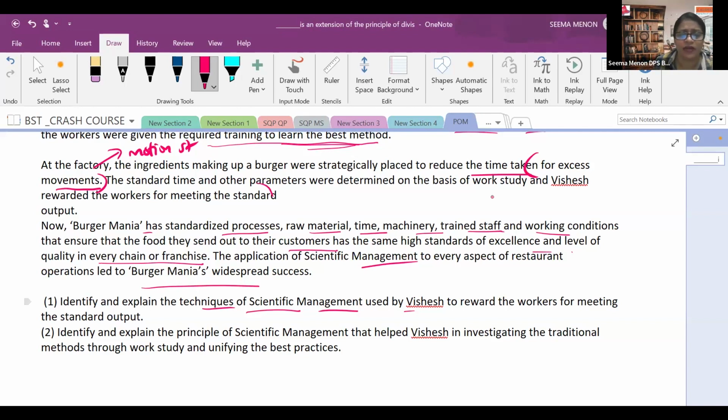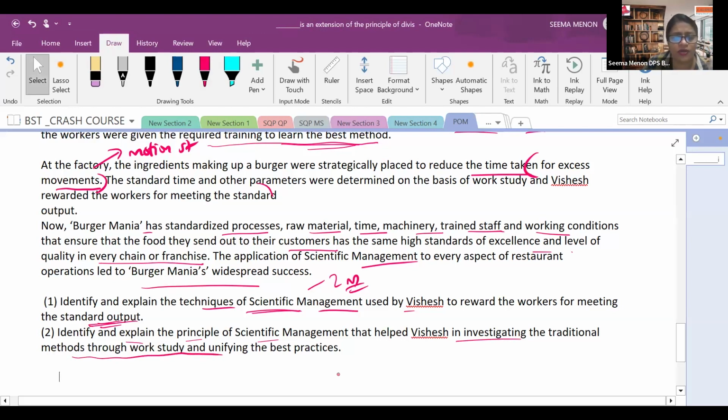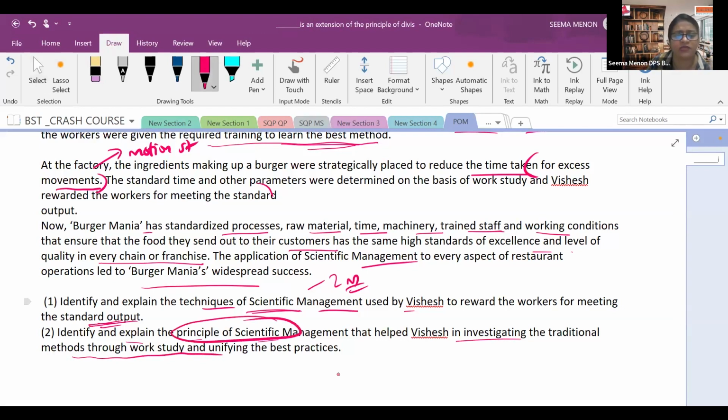Identify and explain the technique of scientific management. We discussed 2M, that is method study and motion study. Now, because it is clearly asked to meet their standard output. Now, identify and explain the principle of scientific management that helped Vishesh in investigating the traditional method through work study and unifying the best practice. So, you need to get the principle of scientific management.